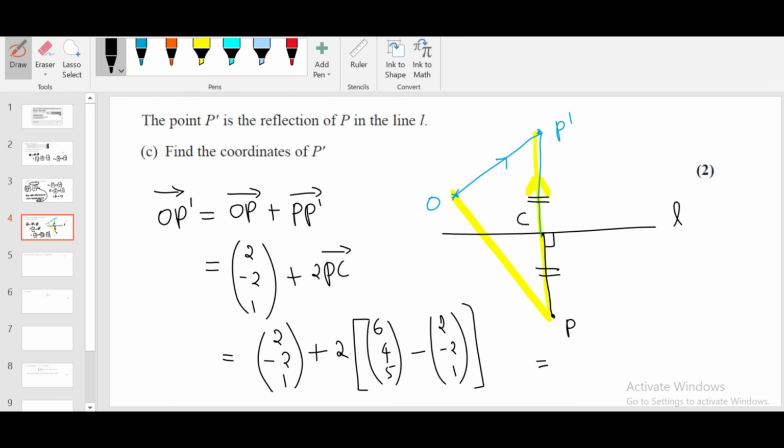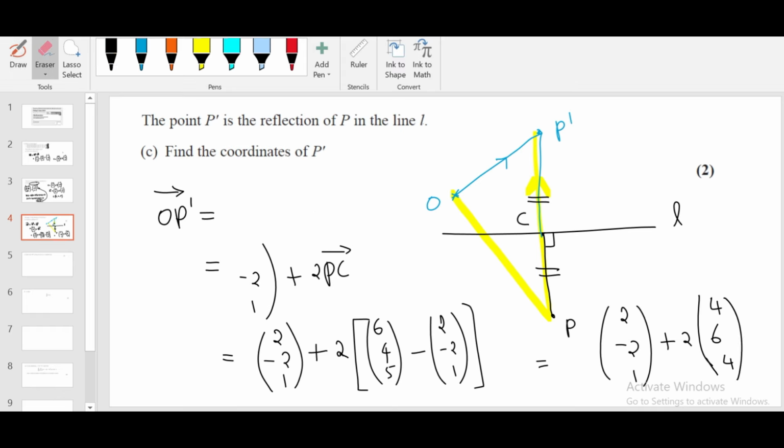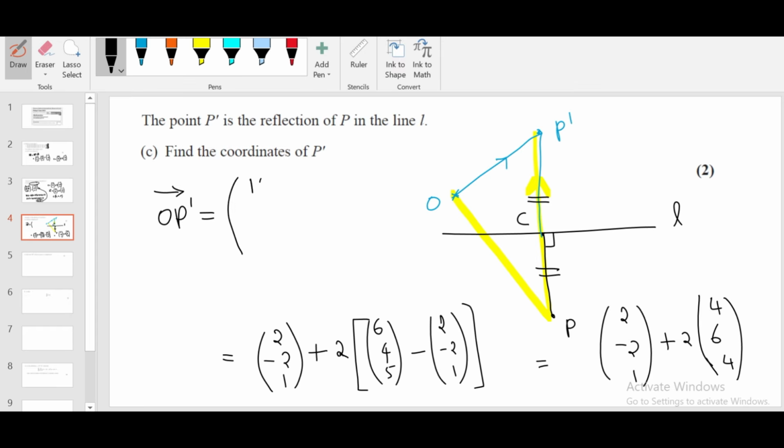So it's going to be, probably I'll write one more step, (2, -2, 1) plus 2 times (6 minus 2, 4 plus 2, and then 5 minus 1). Simplify this. When you simplify it, you will get 2 plus 8 is 10, minus 2 plus 12 is 10, 1 plus 8 is 9. That's the position vector of P dash, but they want the coordinates actually. Write it in coordinate form, point form. This is the point P dash. That's all. Now there is one more part.